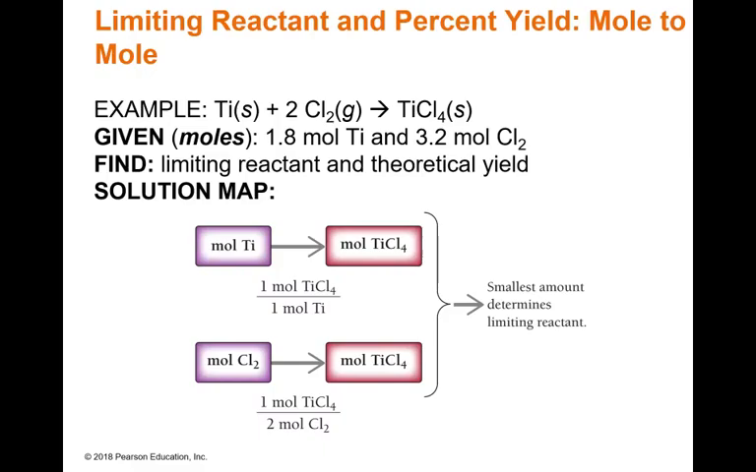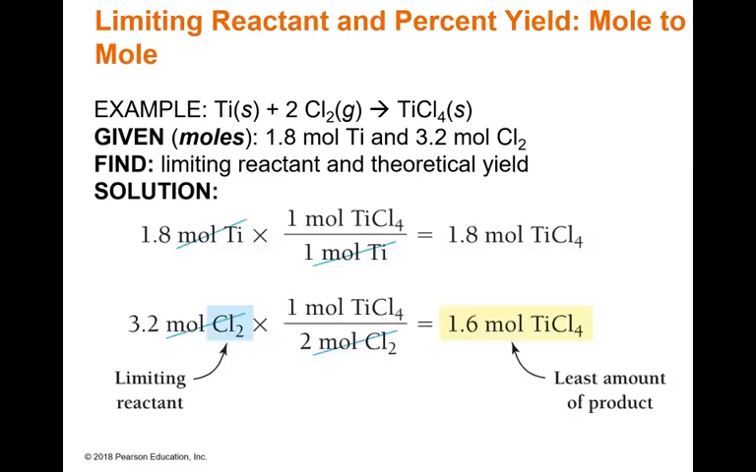To solve this problem, we use what we call a solution map. It helps us visualize the step-by-step path from the given information to the answer. We start with both reactants, 1.8 moles of Ti and 3.2 moles of Cl2. Then we calculate how much product can be formed from each using the mole ratios from the balanced equation. Whichever reactant produces less TiCl4 is the limiting reactant. That's the one that runs out first and limits the reaction.